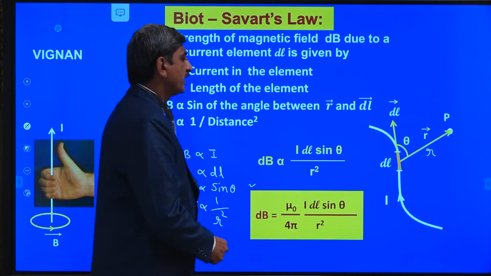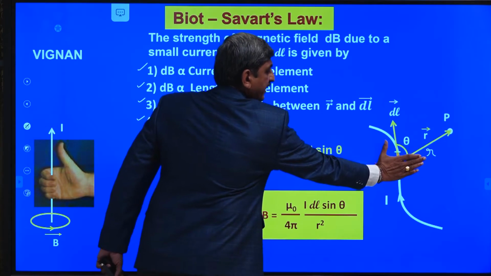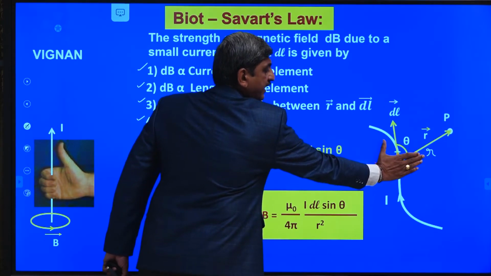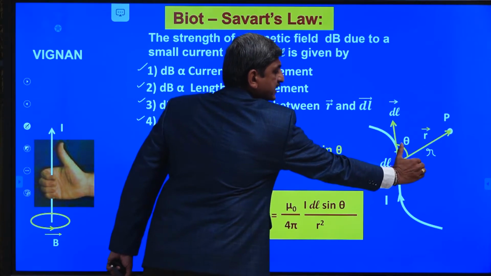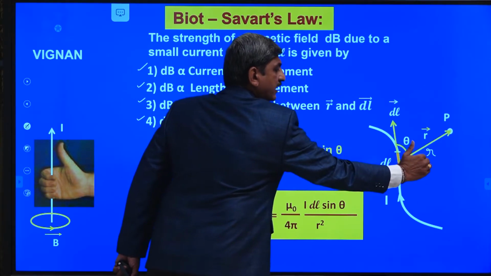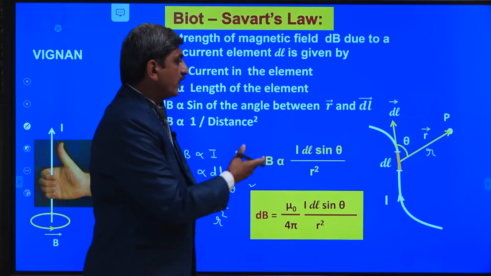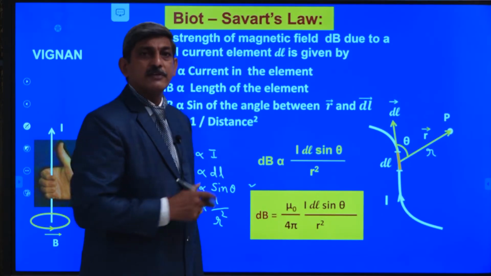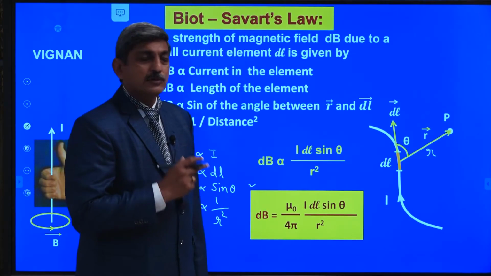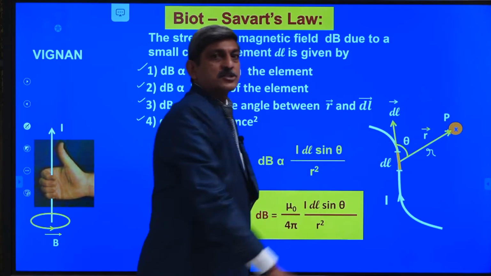By applying that rule here, the current carrying conductor is assumed in your right hand. Open the thumb finger in the direction of the current and the curling fingers indicate the direction of the magnetic field. Here the curling fingers are into the board, so the direction of the magnetic field produced by the current carrying element is also perpendicular to the plane of the board and entering into the board, which can be represented by the encircled cross mark.